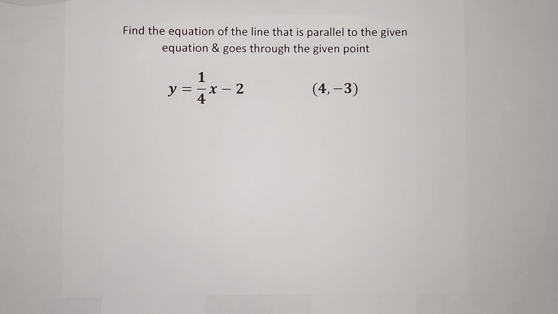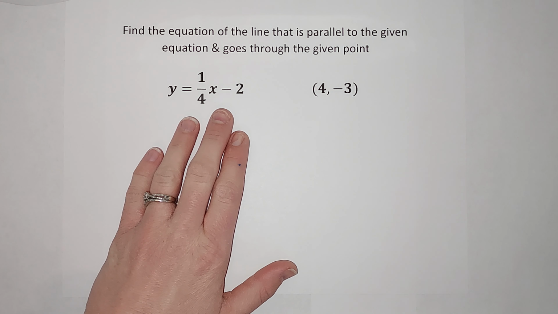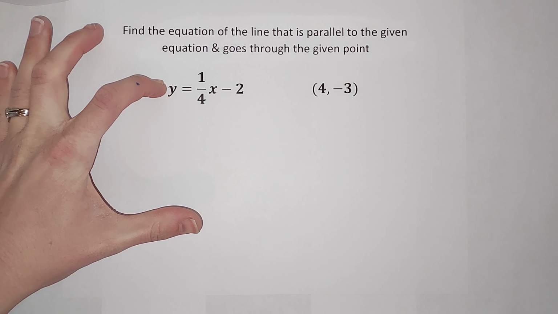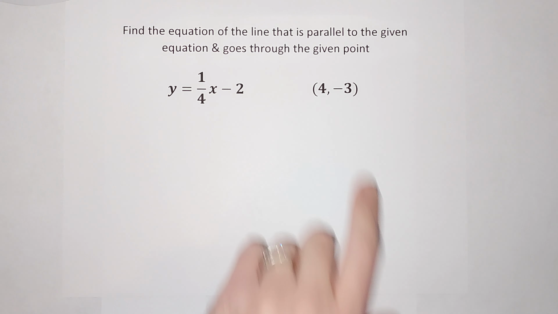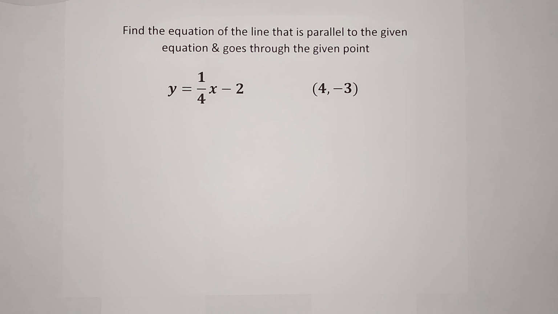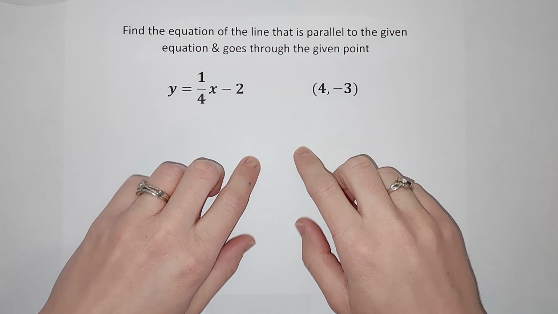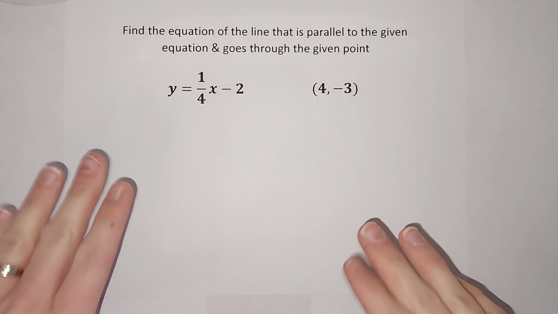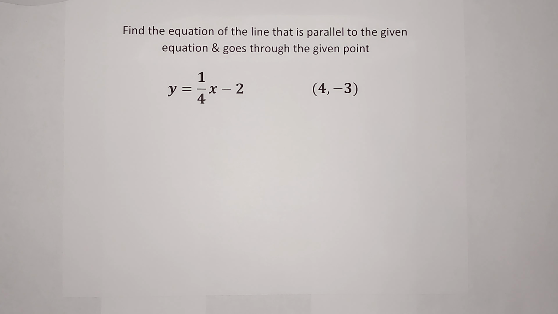Hey guys, we are being asked to find a line that is parallel to this line and goes through this point, okay? So what we need is to figure out the slope of the line that is parallel to this line. When two lines are parallel, guess what? They have the same slope, okay?